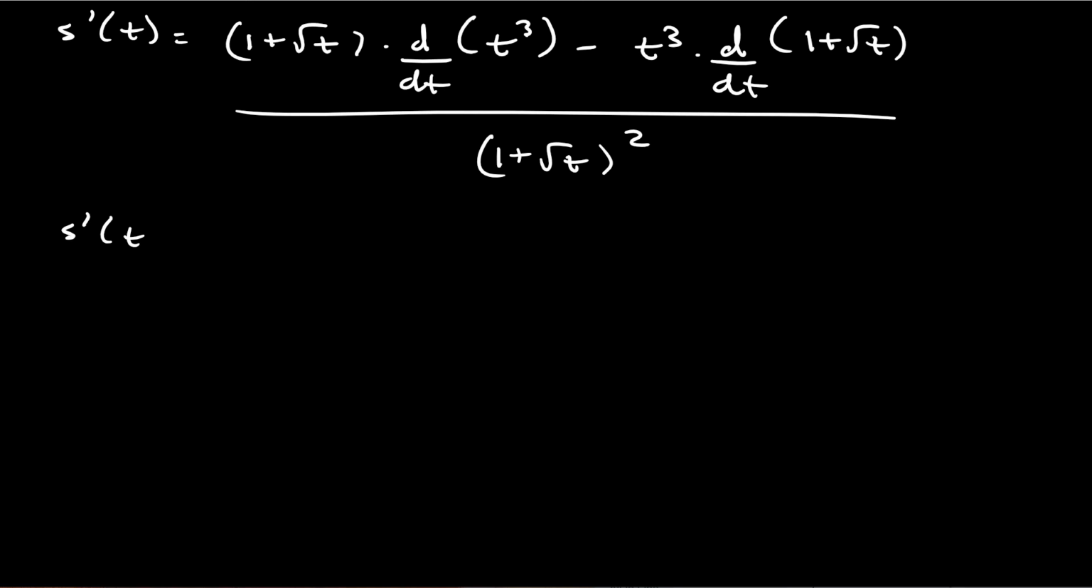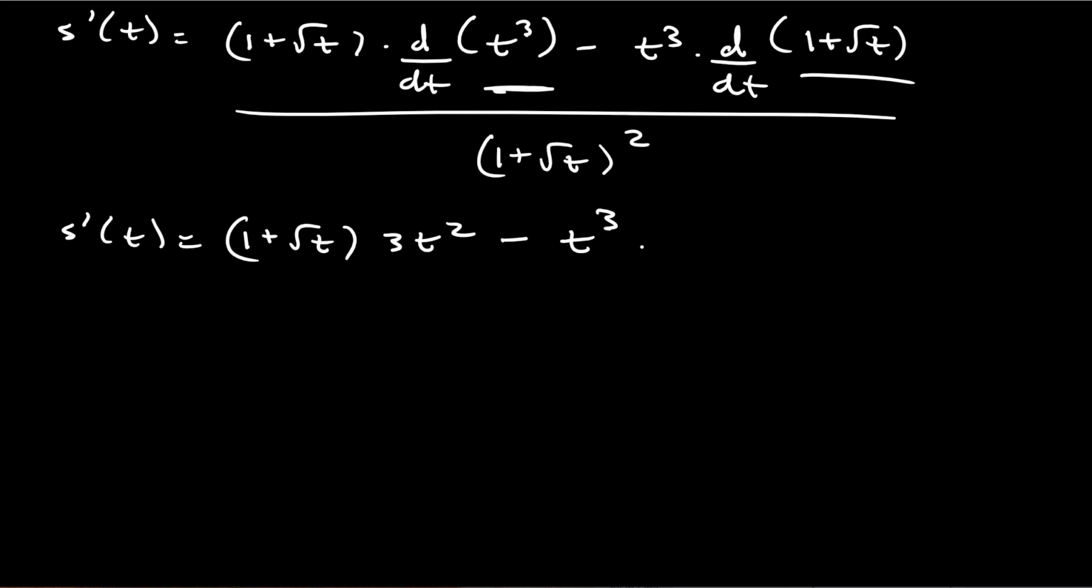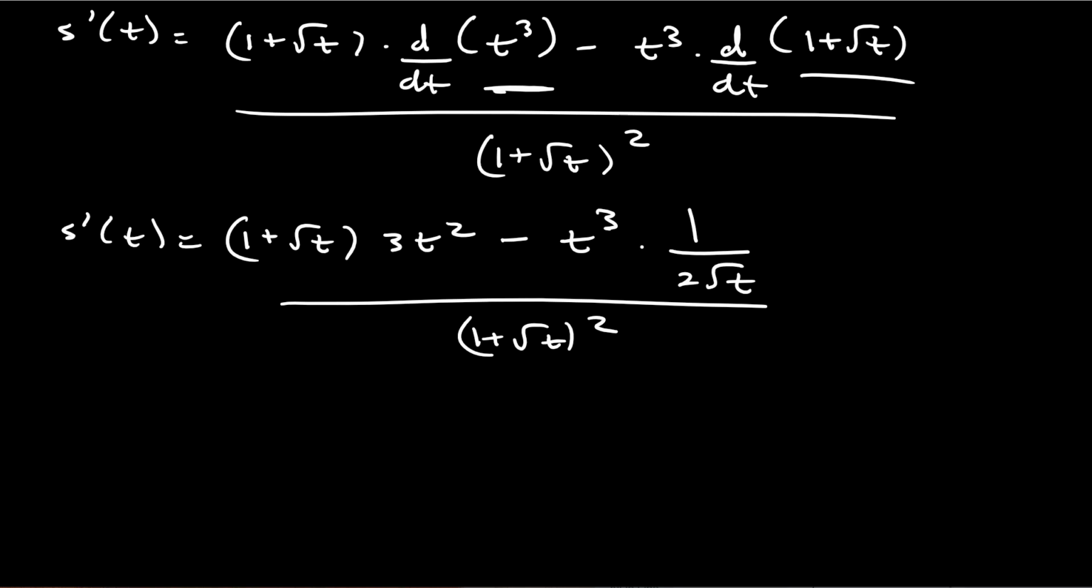So we have s prime of t is 1 plus square root of t. The derivative of t cubed is just going to be 3t squared. Then we have a minus t cubed multiplied by the derivative of 1 plus the square root of t, which is going to be 1 over 2 root t. And then we have the bottom squared.